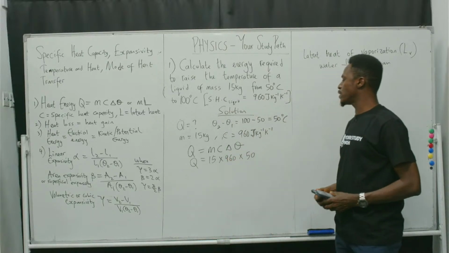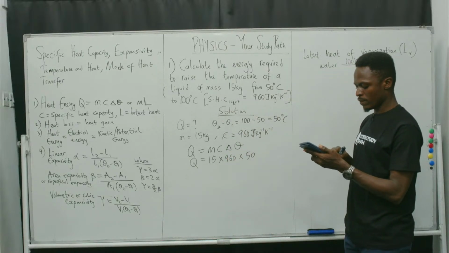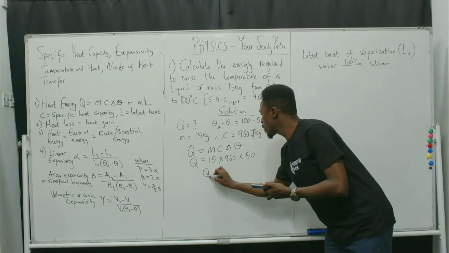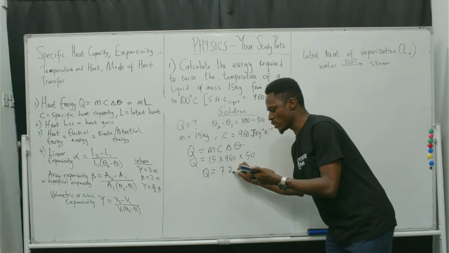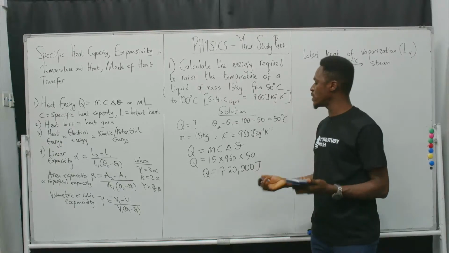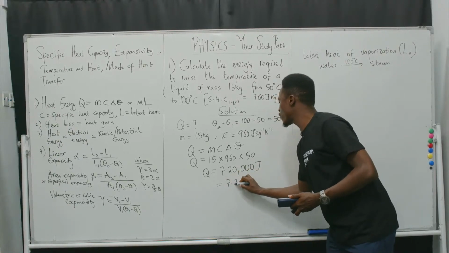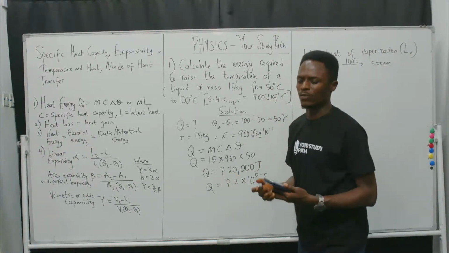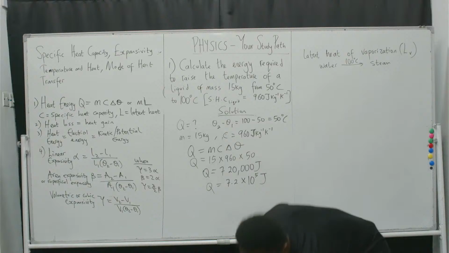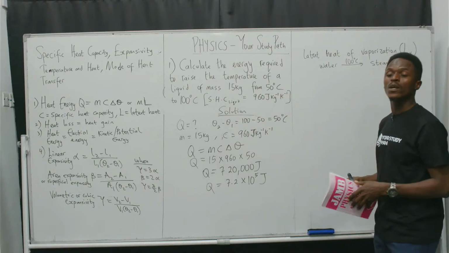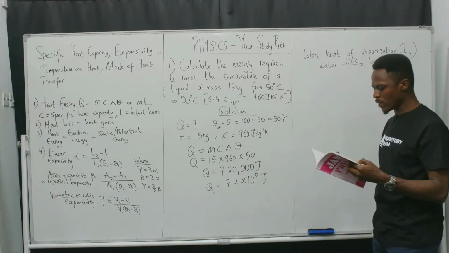The product of 15 times 960 multiplied by 50, which is 720,000. Q becomes equal to 720,000. You can see it in standard form, which will be expressed as 7.2 times 10 raised to power 5 joules. That becomes the value. So nothing much in terms of being a big deal. It's just for you to look at the parameters given. And you see, we are good to go solving the first question. Let's look at the next question quickly.